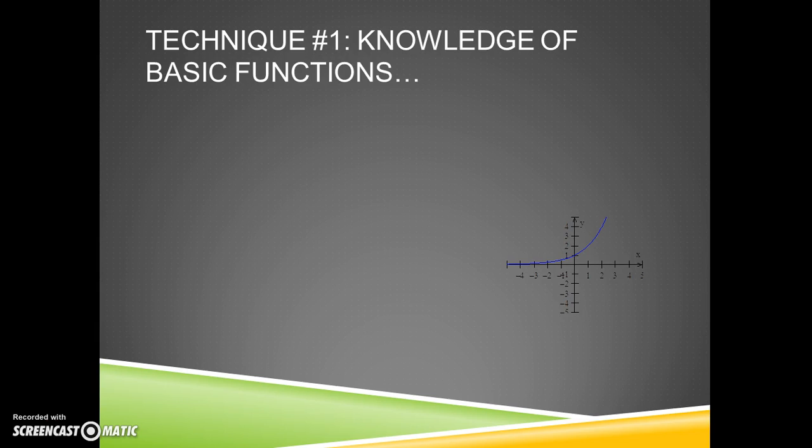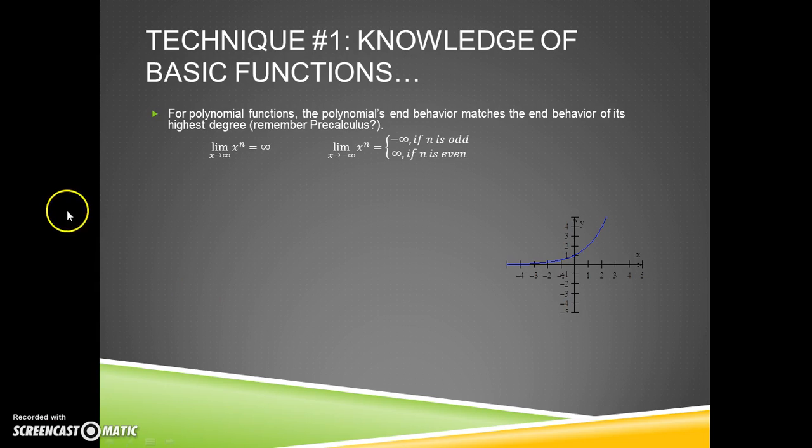So when we're evaluating these limits, one thing that will help us is our knowledge of basic functions. For polynomial functions, the polynomial's end behavior matches the end behavior of its highest degree, just like we talked about in pre-calculus. So, for example, the limit as x goes to infinity of x to the n is equal to infinity no matter what the n is, as long as it's an integer. Now, this could change if we put a negative out in front of the polynomial, but the basic framework is that the limit goes to infinity. For example, the limit as x goes to infinity of x squared is infinity.